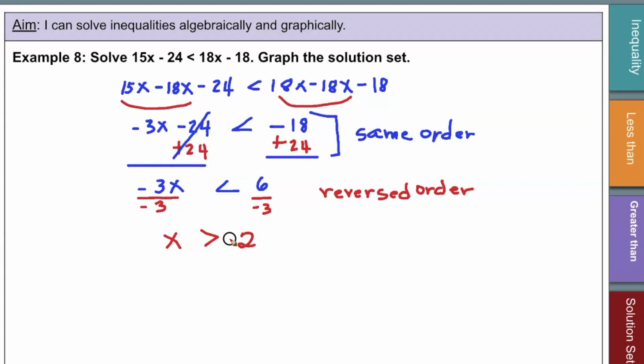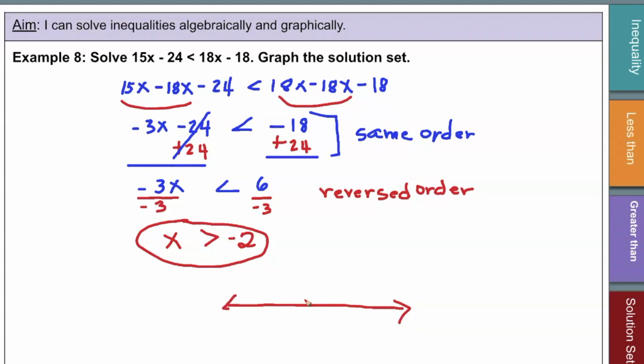Let us graph the solution set on the number line. The solution set of x greater than negative 2 is the set of all numbers to the right of the coordinate negative 2. We are going to draw an open circle above the coordinate negative 2 because negative 2 is not part of the solution set. Then from there we draw the arrow to the right of negative 2.